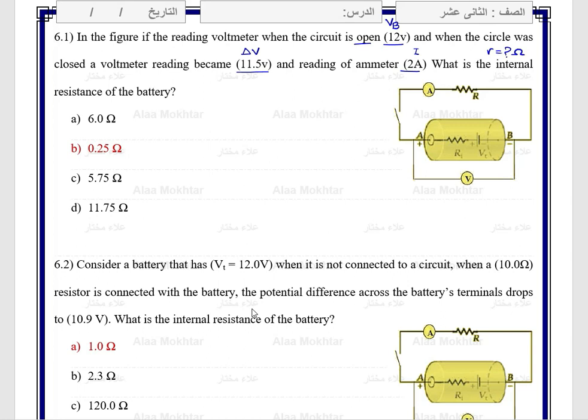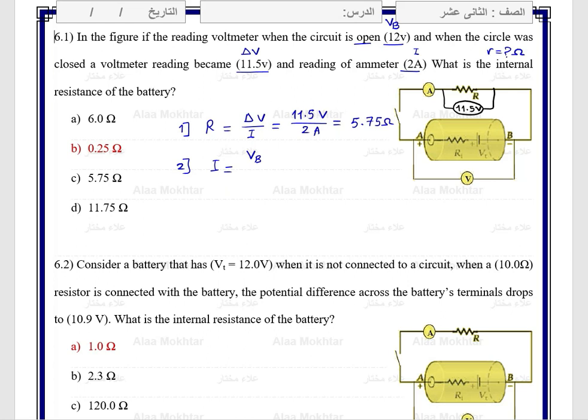Now we can calculate it in two steps. The first step: the external resistance R equals delta V over I, so it equals 11.5 volts, when the battery is connected to the circuit, divided by 2 amp. The outer resistance is 5.75 ohm. Again, the voltage in this place is 11.5 volts when the current passes through the circuit, so I calculate this resistance, it's 5.75 ohm.